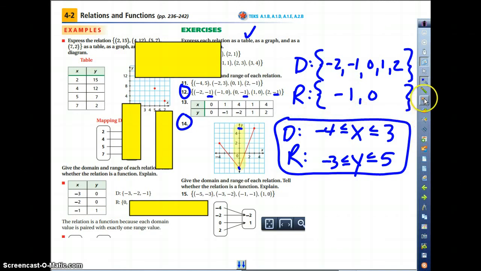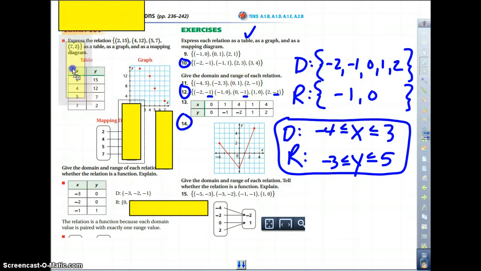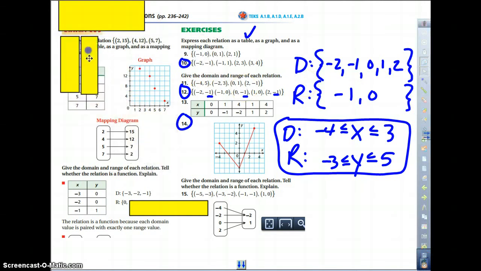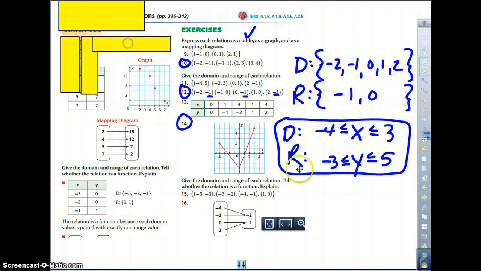I'm going to ask you another question about 14. Is 14 a function? Yes? How do you know? Yes, it does. It passes the vertical line test. Good for you. Vertical line test, the vertical line will only pass through the graph once every time I move it. All right, let's look at 16.